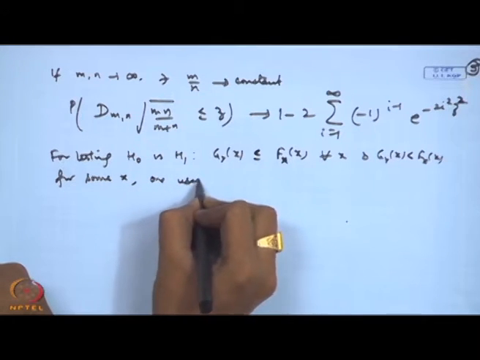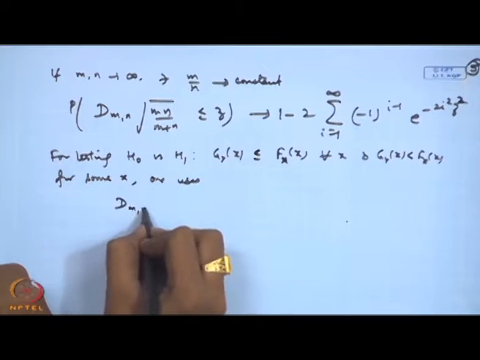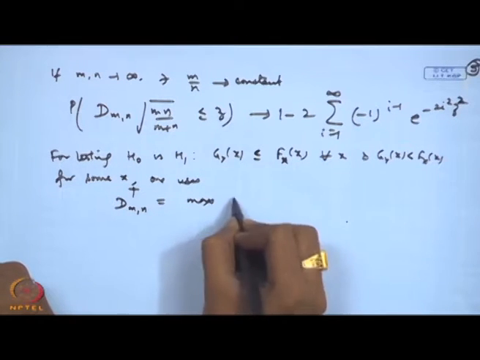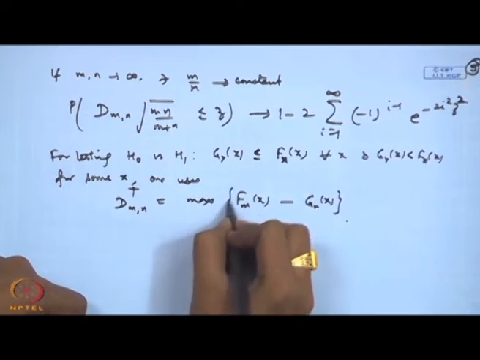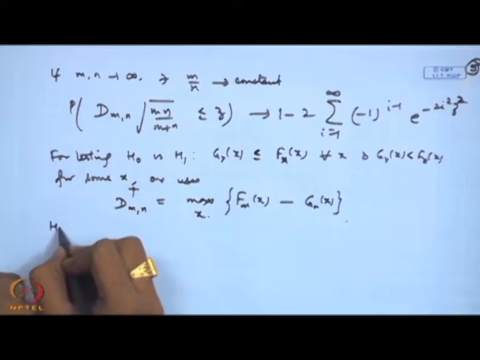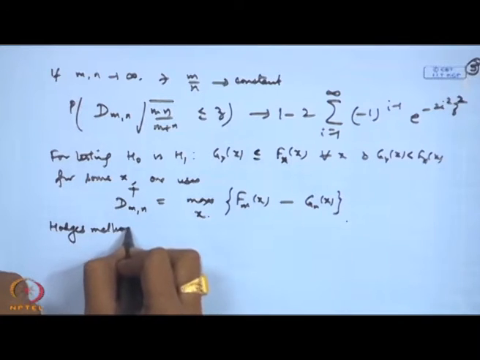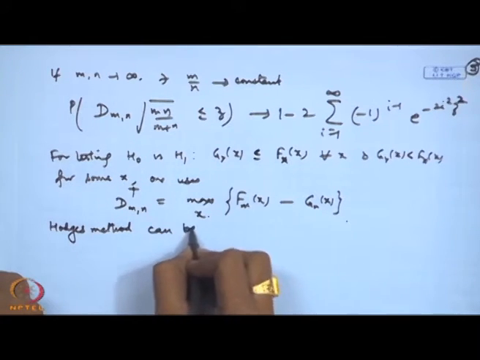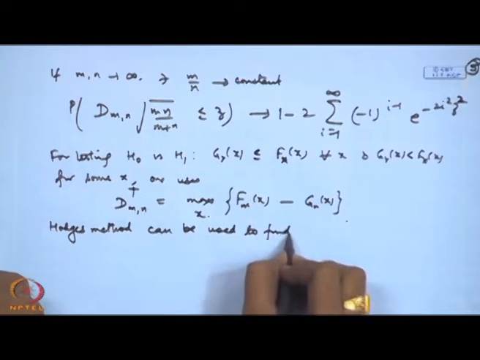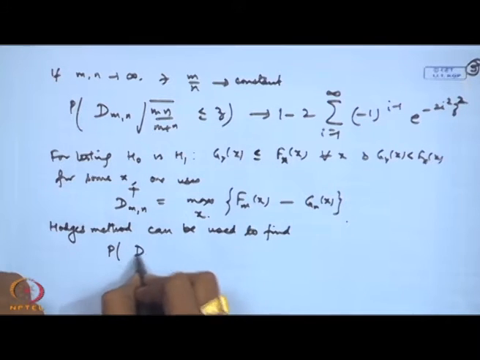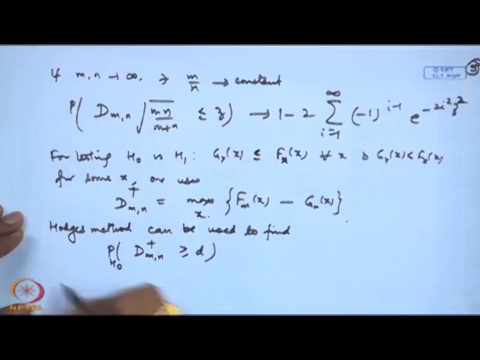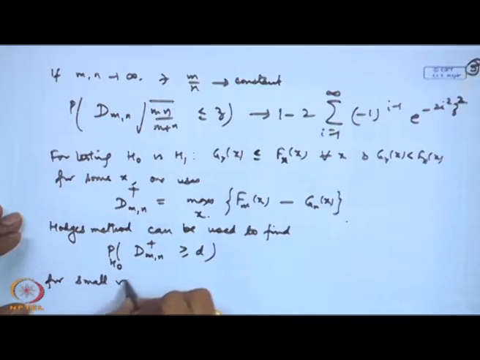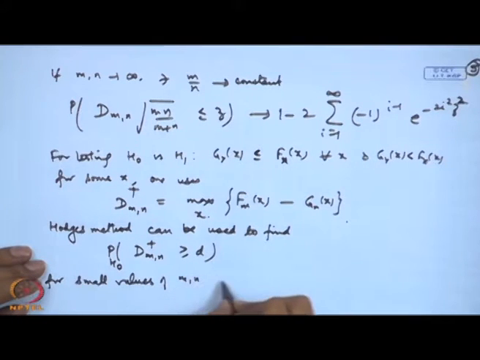So one uses a version of this, let us call it D_mn plus, that is, we consider only one-sided, the maximum of F_m(x) minus G_n(x). Hodges' method can be used to find the probability of D_mn plus greater than or equal to d under H0 for small values of m, n with obvious modifications.